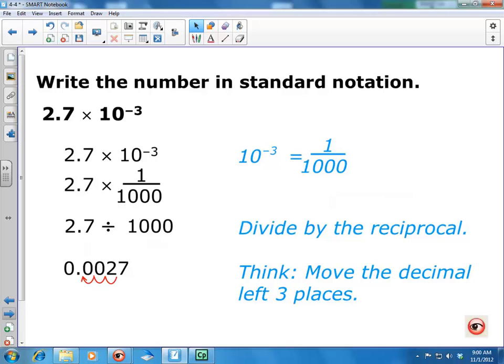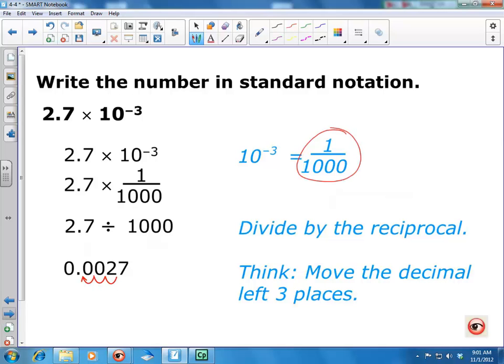Let's take a look at our next example here, and it's showing you exactly what we're talking about. Our second example says 2.7 times 10 to the negative 3rd power. If we were going to figure out 10 to the negative 3rd power, we could do 1/10 times 1/10 times 1/10, which would give you 1 over 1,000.